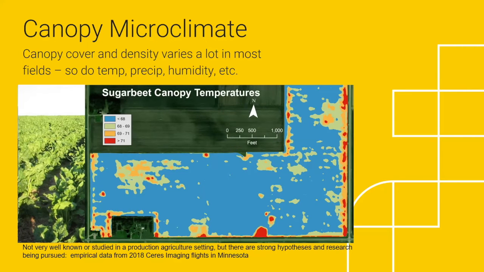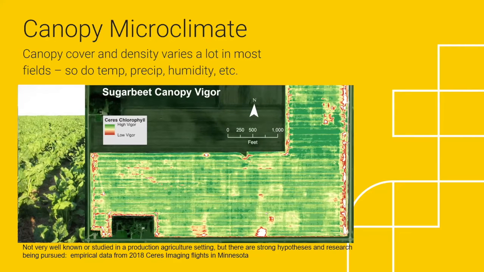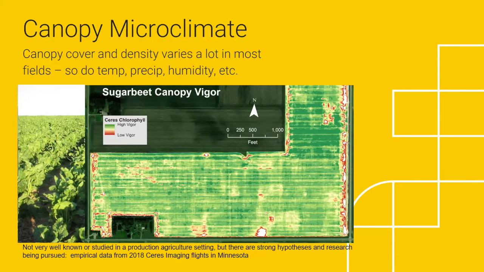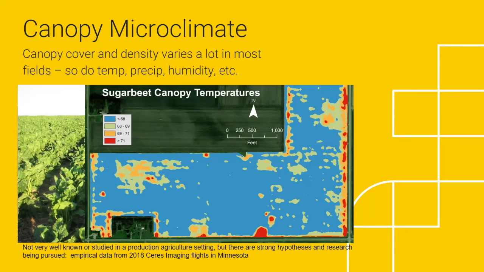And so you can see most of the blue corresponds to areas that are dark green or green on the chlorophyll image. And so even if you don't have a thermal camera, you can still use canopy vigor, something as simple as the NDVI, as a proxy to characterize that microclimate environment in the field. Because where you have open or weak canopy, like you're seeing in these white and red areas on the chlorophyll, those temperatures tend to be hotter during the day.